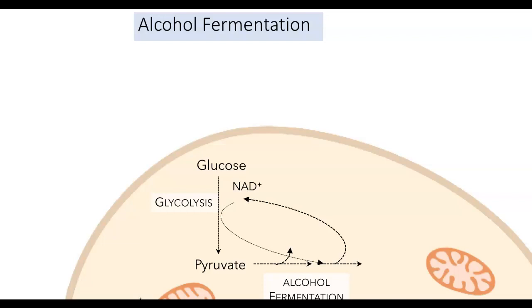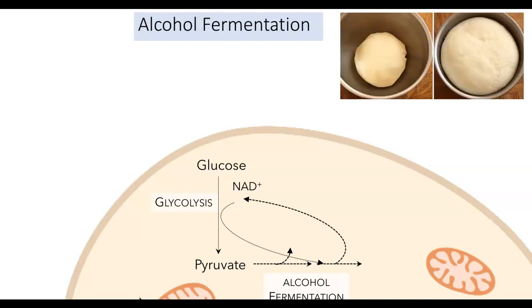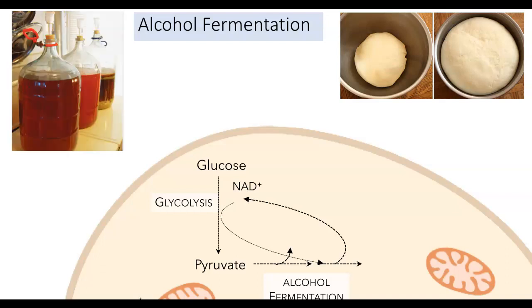Under normal circumstances, human bodies don't carry out alcohol fermentation, but we do use alcohol fermentation in cooking. For example, in bread making, the yeast in the bread carry out alcohol fermentation, and they create carbon dioxide, which allows the bread to rise and get puffy, and ethanol. During the baking process, the ethanol will be baked off.